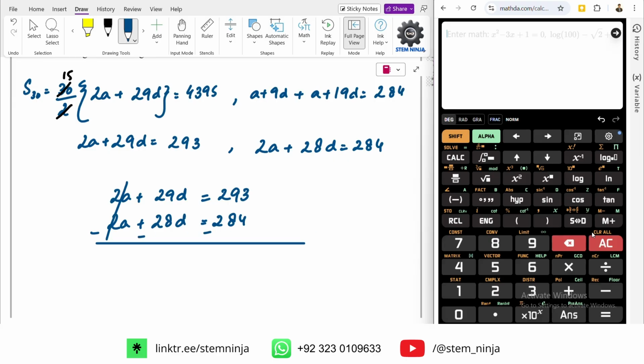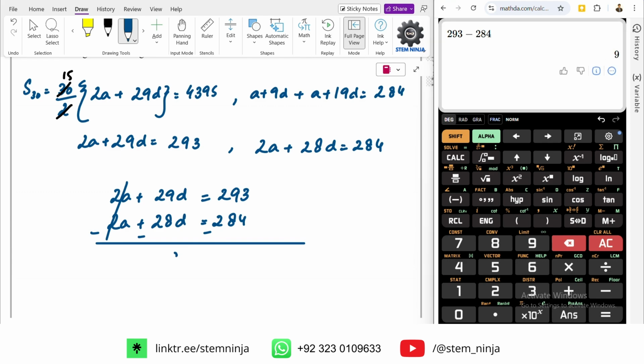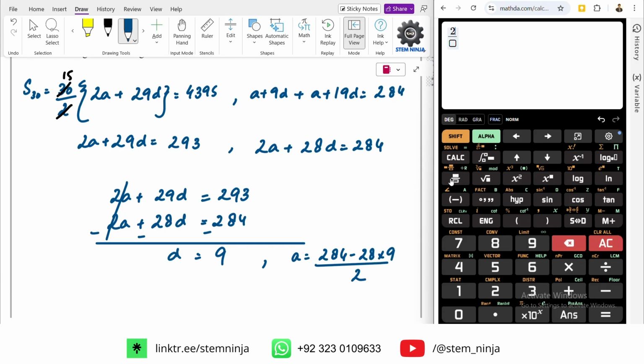So we subtract these two equations, we get 293 minus 284, that is D equals to 9, and therefore A would be 284 minus 28 times by 9, divided by 2. So this would be 284 minus 28 times by 9 divided by 2, which is 16.